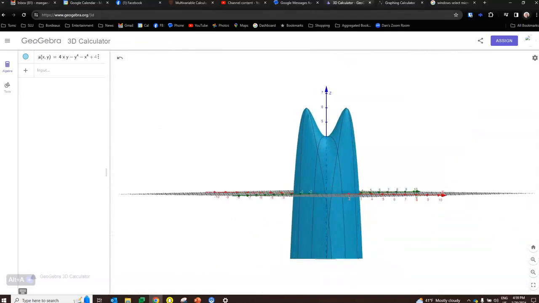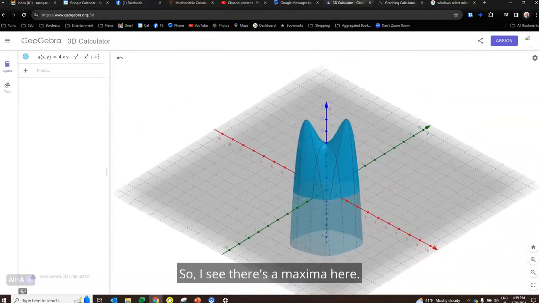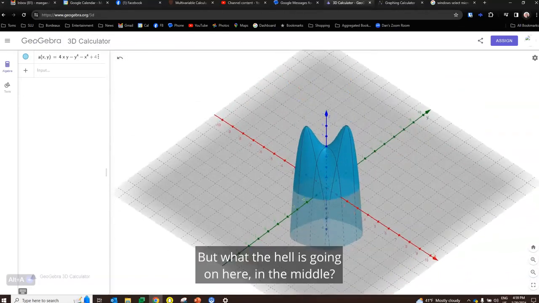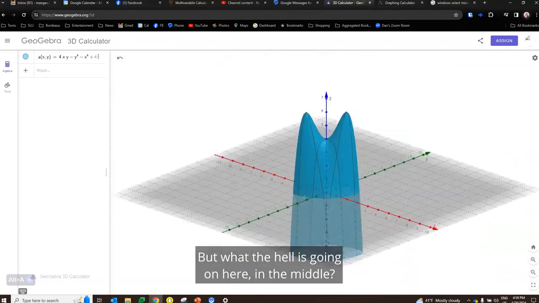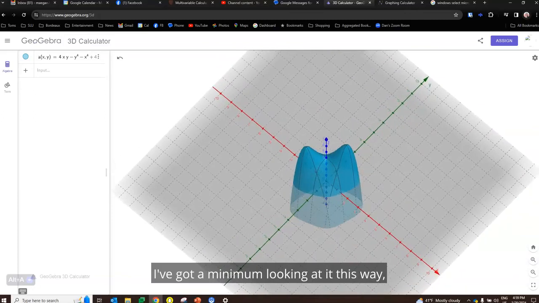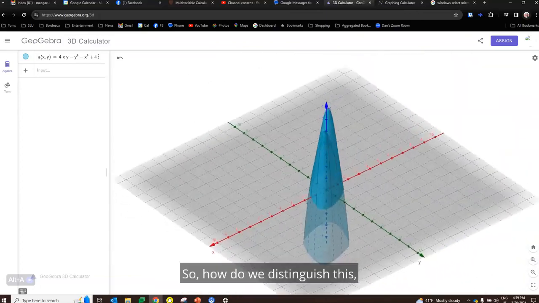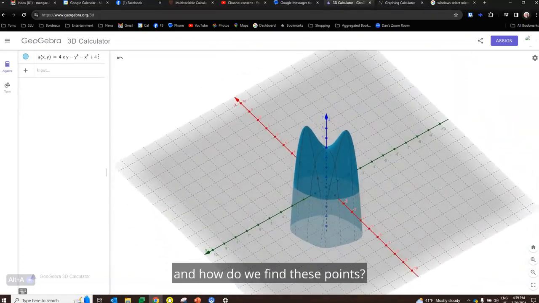This is freaky. This looks like Maleficent's hat. I like Maleficent. So I see there's a maximum here, a maximum here, but what is going on here in the middle? I've got a minimum looking at it this way, but a maximum if I look at it front to back. So how do we distinguish this, and how do we find these points?